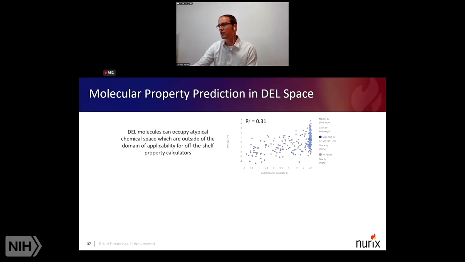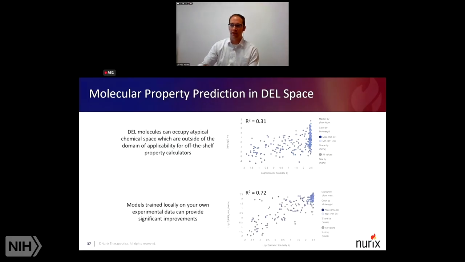So what we've done at Nurix is try to move to a regime where we're training our own predictors and calculators internally based on our experimental data. And when we do this, we end up with a much higher correlation between the prediction and the experiment. And this can just help us make better decisions, again, for prioritizing. So I'd encourage you, if you have the data set available, to think about training your own models internally for more reliable prediction.